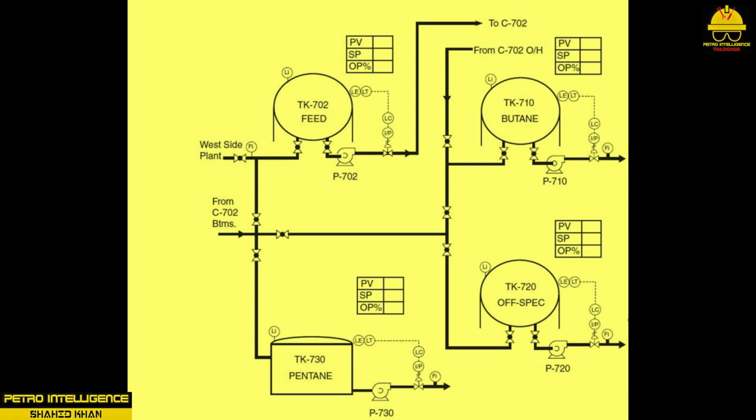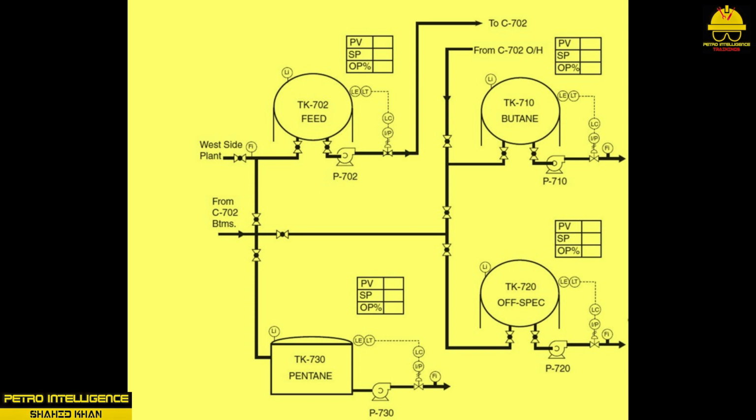The primary feedstock used for this distillation process is a binary mixture of 37% butane and 63% pentane. Tank 702 receives feed from a sister unit on the west side of the chemical plant complex. At the base of TK702 are 2 centrifugal pumps that transfer feed to the preheat section and to the distillation column, C702. During startup, the off-spec tank 720 is used to store product that does not meet customer specifications.